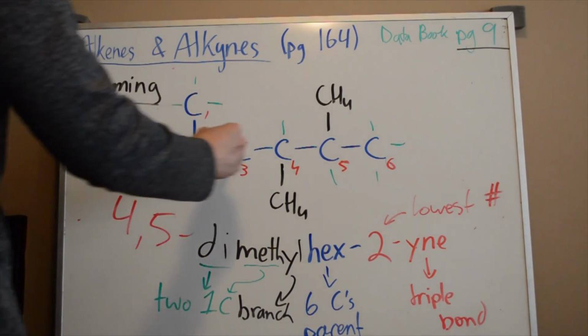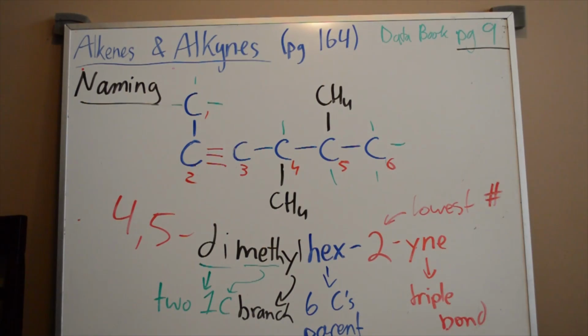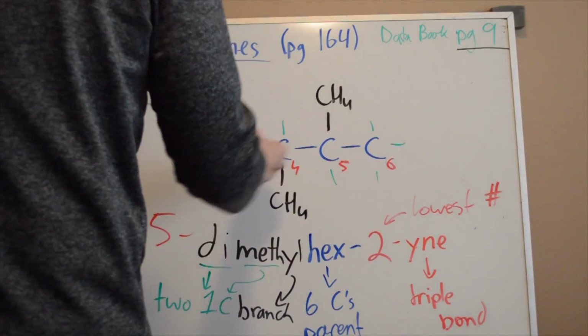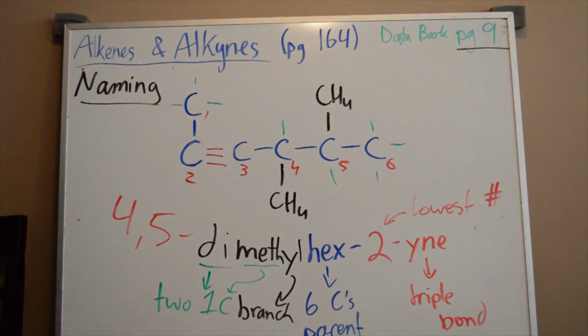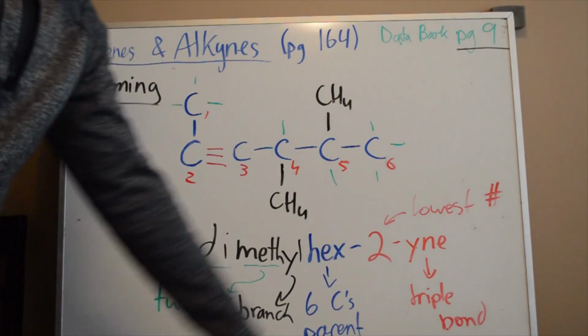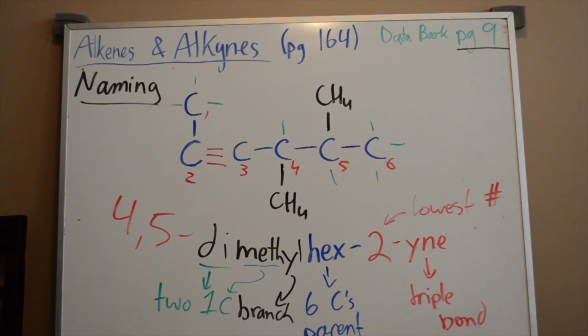An incredibly similar example to the last one, but a few tricks. There's a bend over here, okay? And you have to remember which way to number your carbons so that you have the lowest number for the triple bond there. So class, that is the last example that I have to show you.